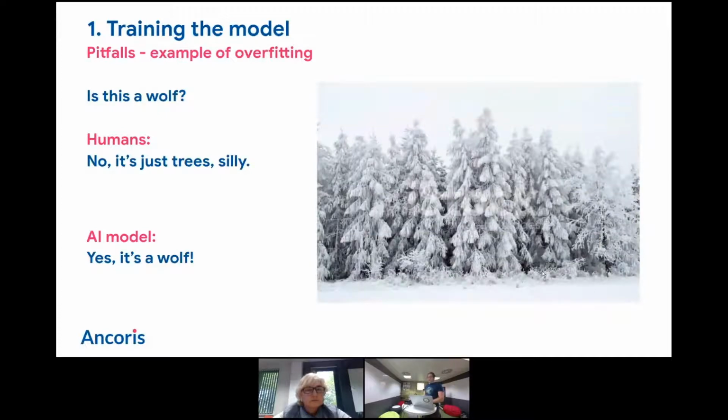And if we think about, okay, is it a wolf or not? Perhaps the implications of getting it wrong aren't too serious. But when you're looking at things like diagnosing cancer, or self-driving cars, is the road ahead clear? Yes or no? It's very, very important to make sure that you don't overfit your model.